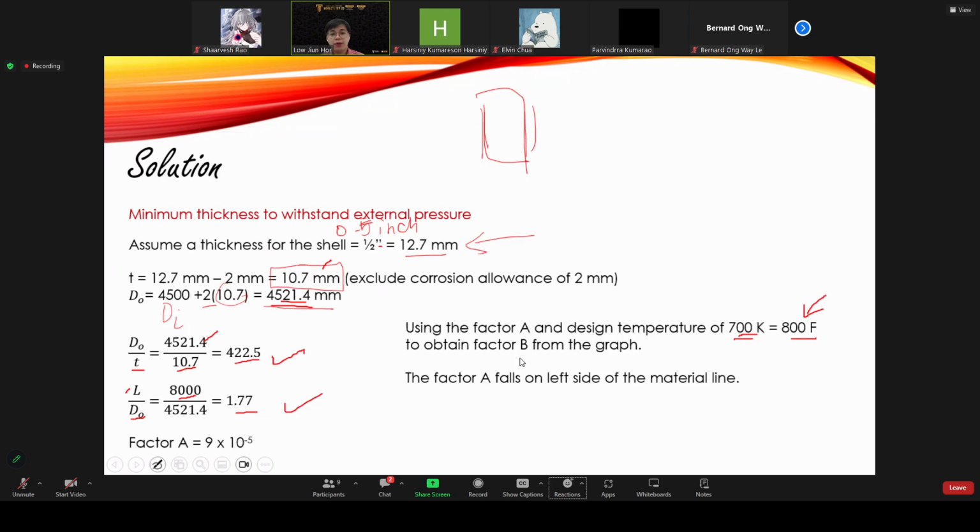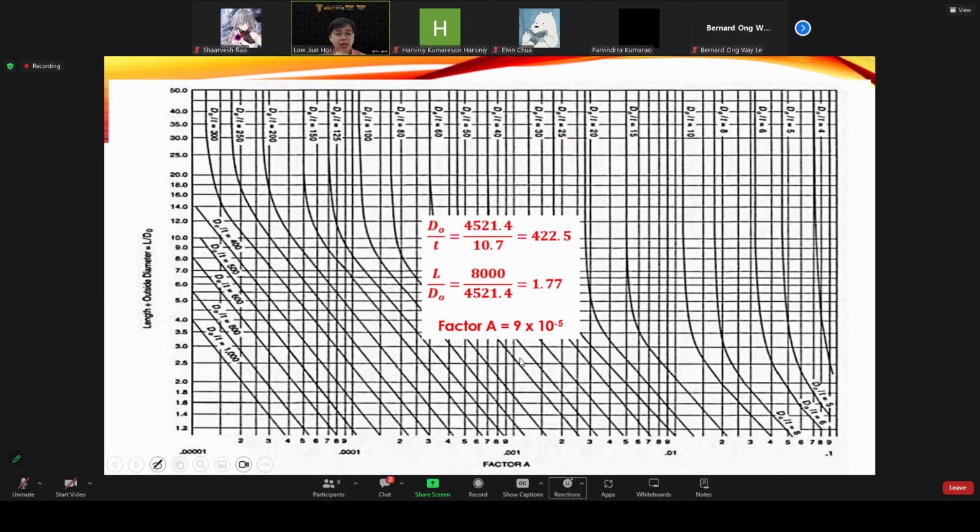Then next you proceed to figure 8.10 in order to determine the factor A value. So you see first Do over t, what is the value? 422.5. That means somewhere between the line here and also the line here. Am I right? The gap here. But never mind, we proceed to the second ratio.